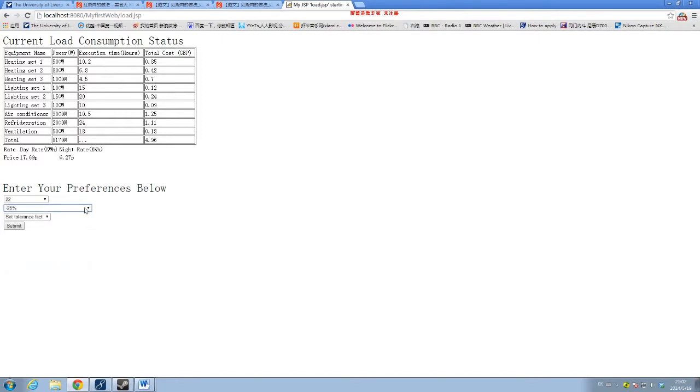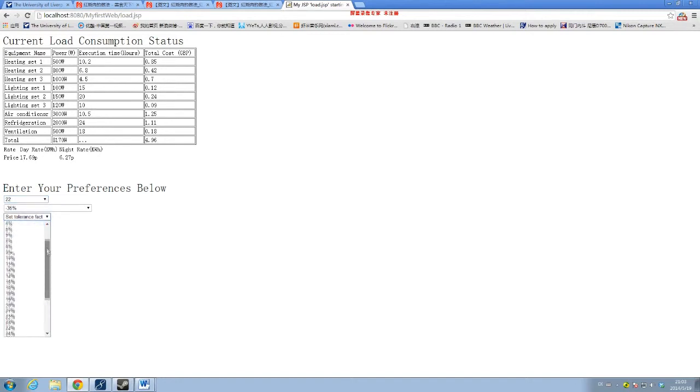Here, if you set the reduction level too high, say 35%, this will be a very hard target to achieve. If you set this very high, there may be an alert for you saying that if you set this high, we may not be able to achieve that, or your comfort level will drop very much. For example, the heating will be off for a long time, so the target temperature may not be achieved.